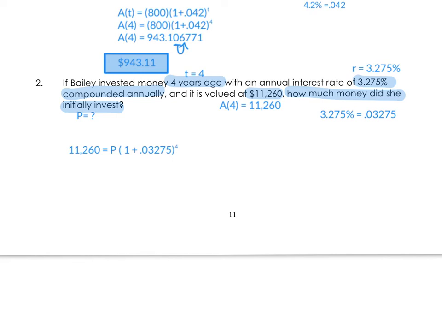So now I can go ahead and simplify parts of this. The 11,260 is already simplified. Nothing else on that side. I have P, but I can put the 1 plus 0.03275 raised to the 4th power in my calculator, and that will give me what P is being multiplied by. So in my calculator, that becomes 1.1375770311. So now to get P by itself, what's with it that needs to go away? That long decimal. So I need to divide that on both sides so I can get P alone.